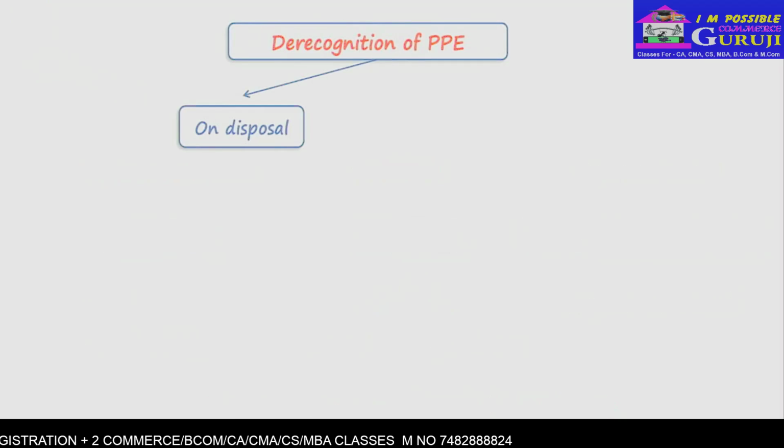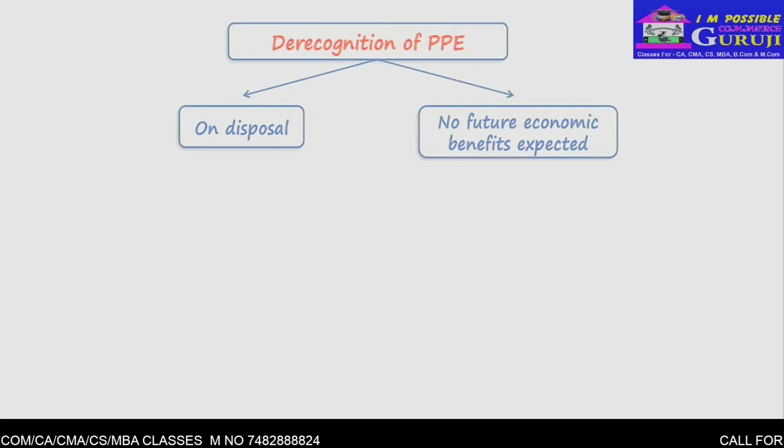The last topic to cover in this video is derecognition of property, plant, and equipment. So carrying amount of property, plant, and equipment shall be derecognized on disposal. That is when you sell the asset, enter into a finance lease as a lessor, or you donate the asset. Or the asset shall also be derecognized when no future economic benefits are expected from its use or disposal.